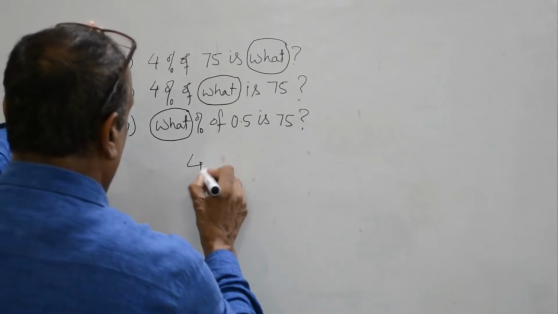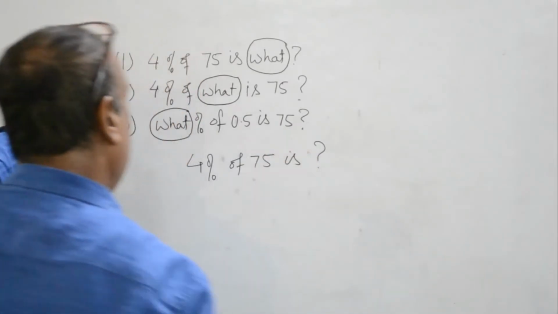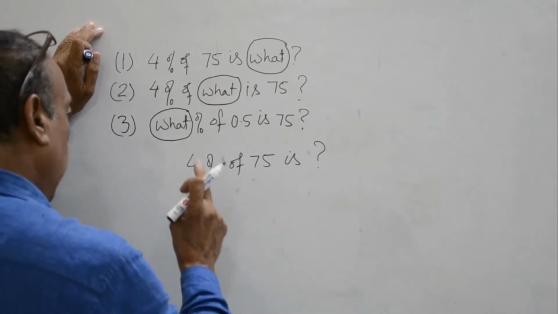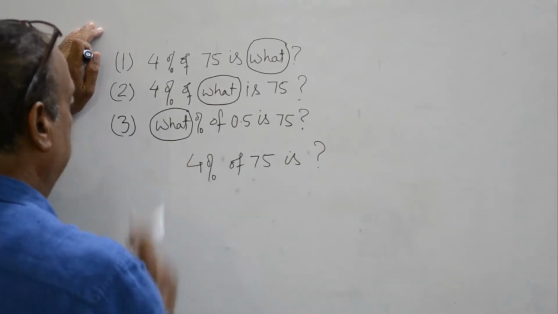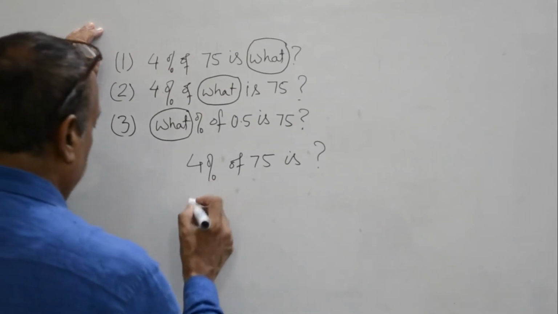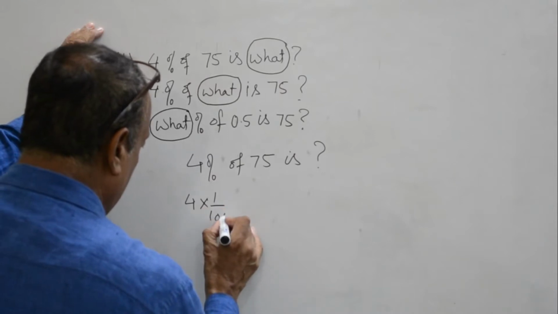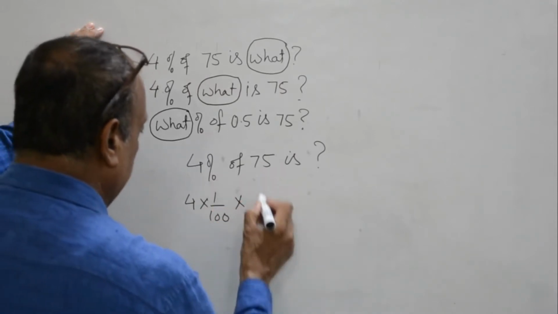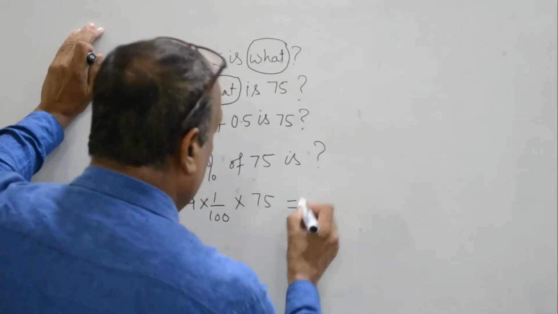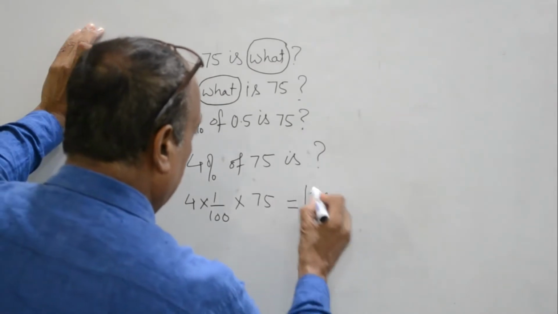First statement, 4% of 75 is what? This is an English language statement. Now we are going to translate this English language statement into mathematical language. How is that? 4 means 4, percent means multiply it by 1 upon 100, of means multiply, 75 means 75, is means equal to, and question mark means x. Now we have to find out the value of this x.